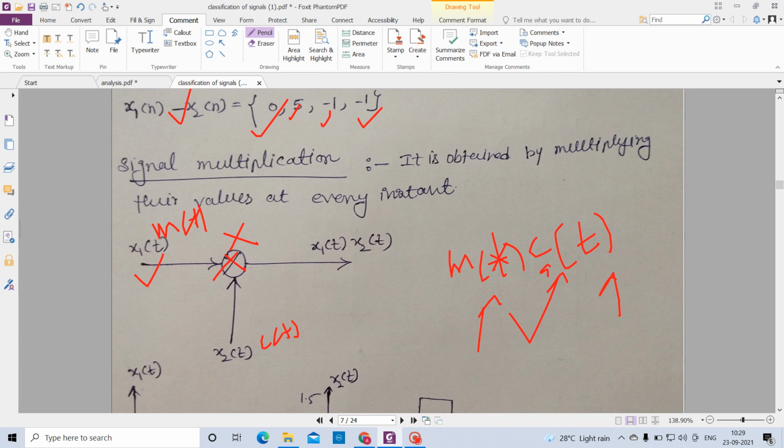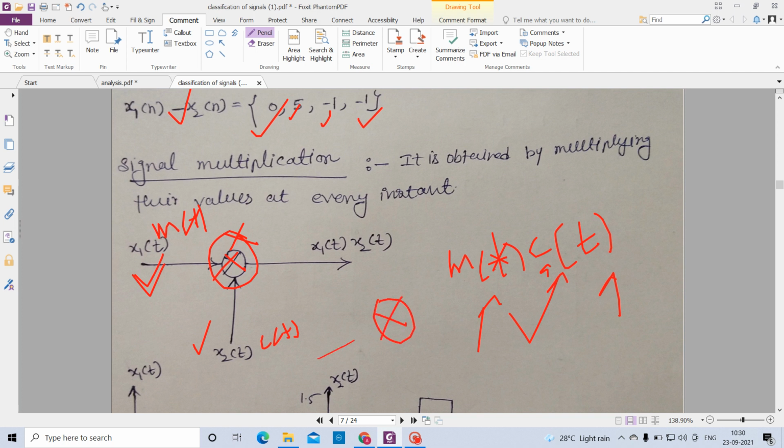As I said before, we are multiplying two signals, so we need two signals to perform the multiplication operation. x1 of t is multiplied with x2 of t. The inputs are x1 of t and x2 of t, and this is the multiplication symbol.